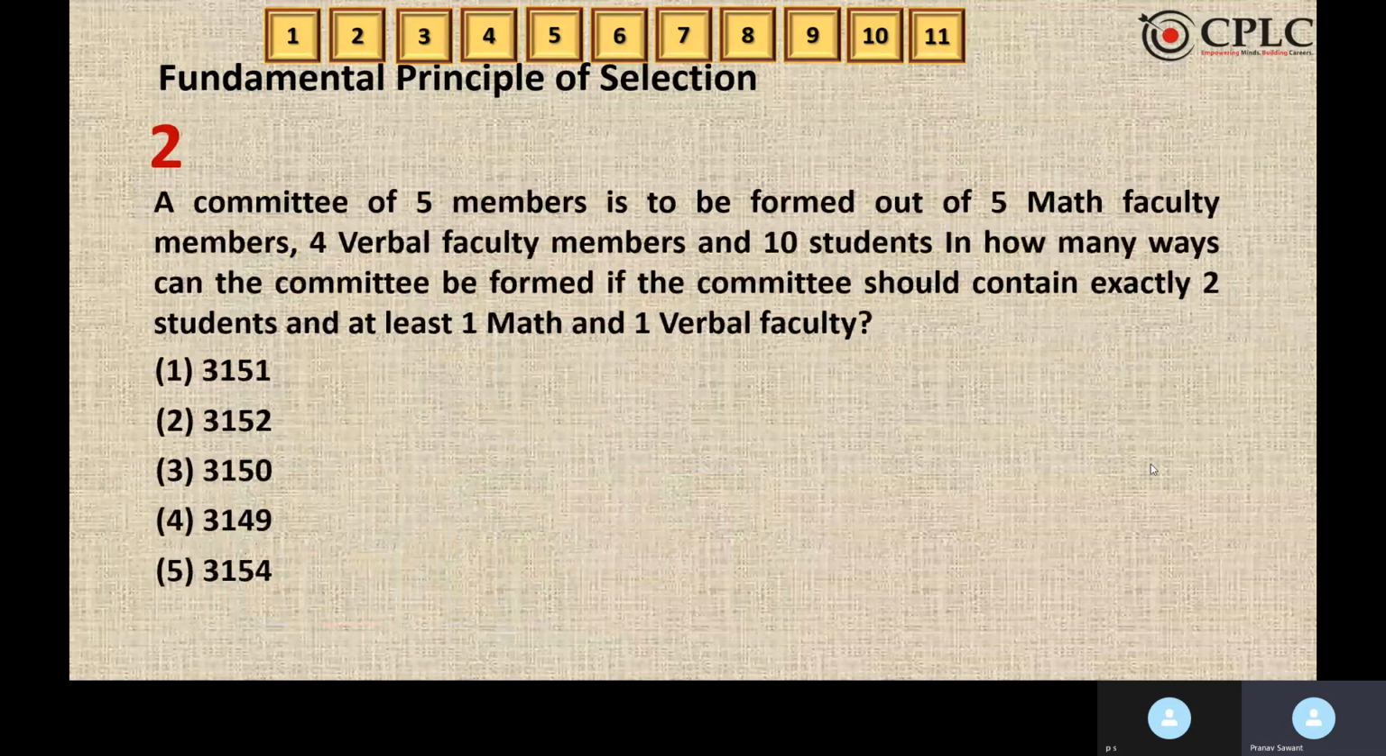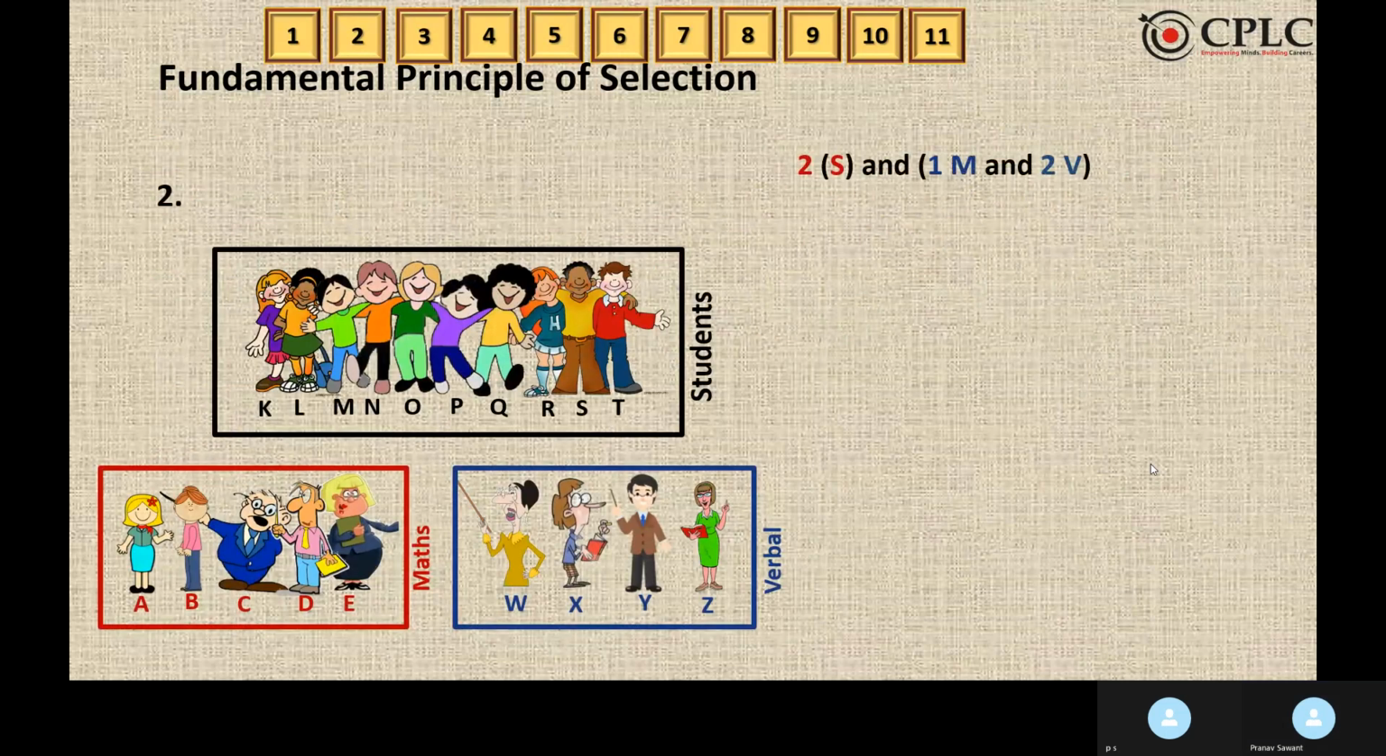Moving to the next question. The question remains same. The information remains same. The question is different. In how many ways can the committee be formed if the committee should contain exactly 2 students, at least 1 math faculty, at least 1 verbal faculty? So the students part is fixed. We need exactly 2 students, but we have to think about the remaining 3 members. As the condition says, at least 1 math and at least 1 verbal.